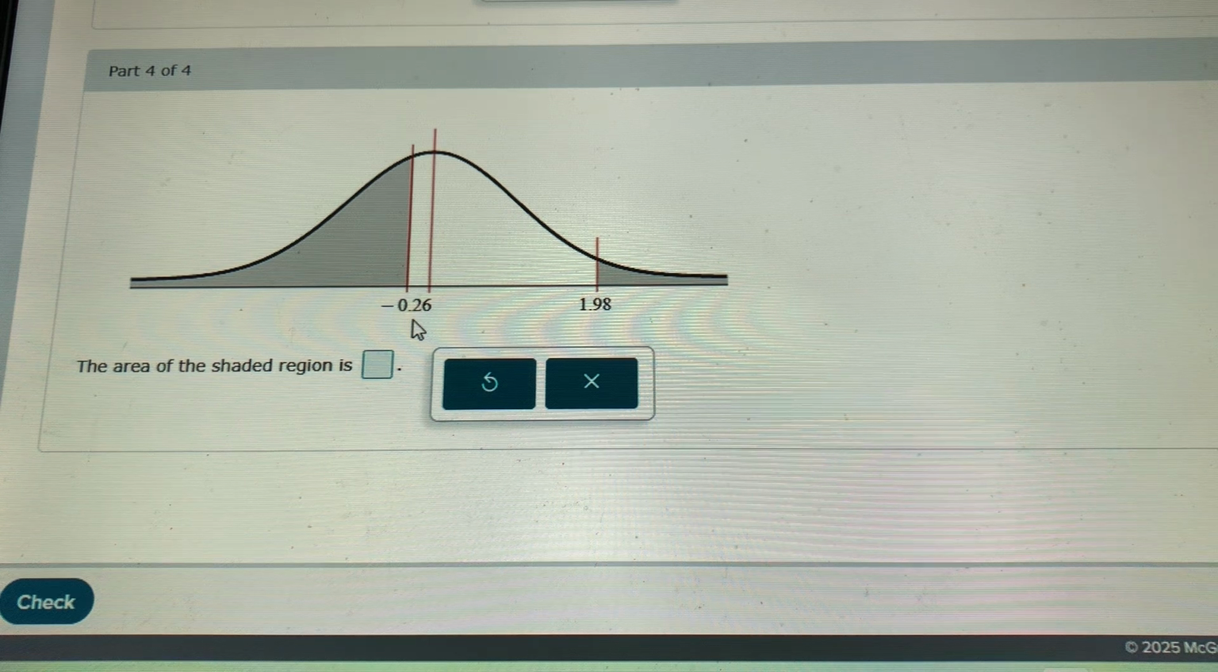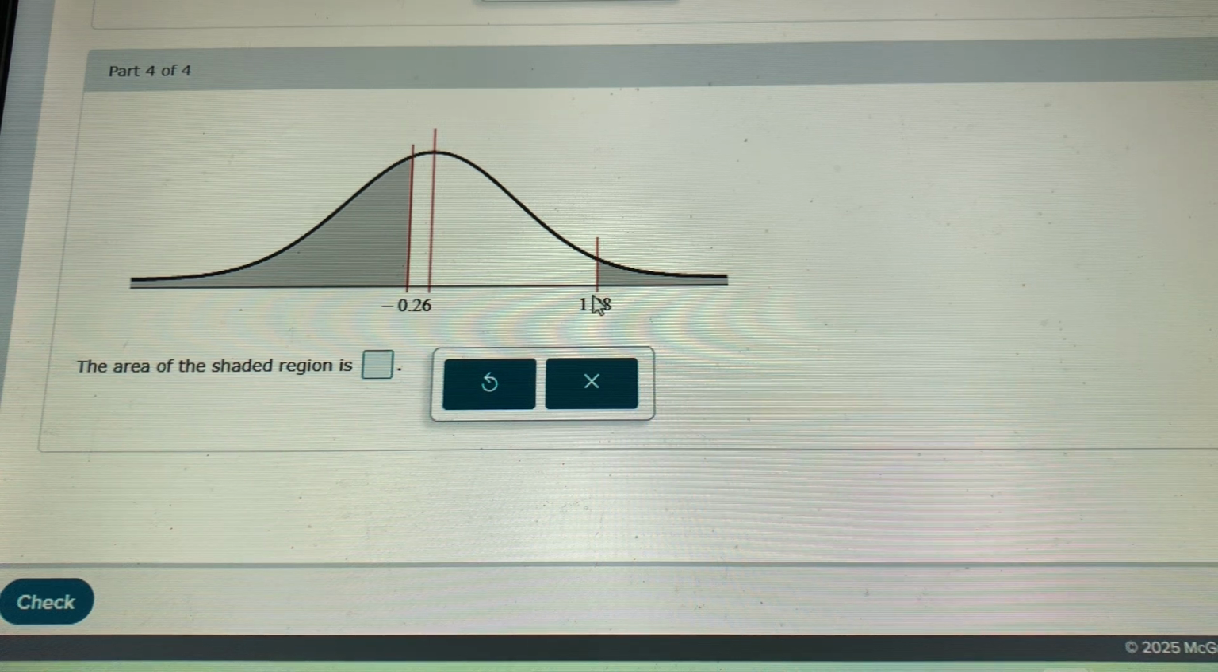Get that answer and write it down. Then you could do another normal CDF where you go from 1.98 all the way to 999 and write that one down and add the two answers together.